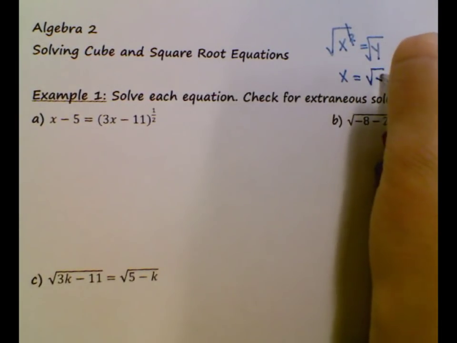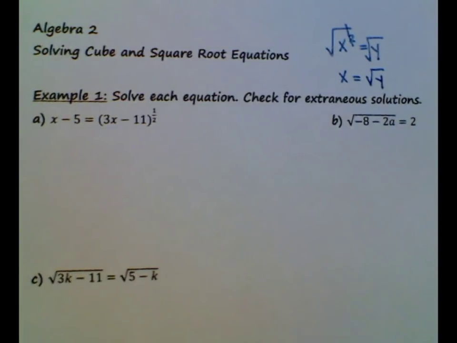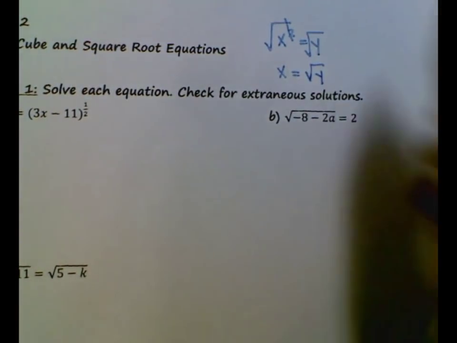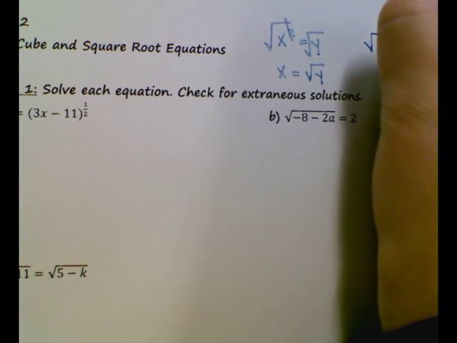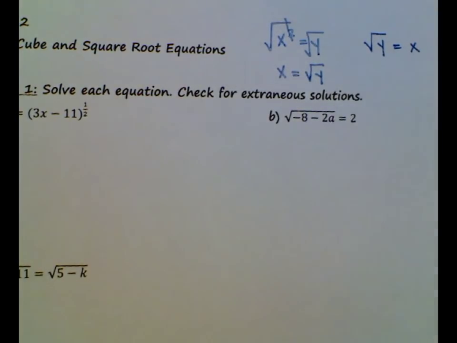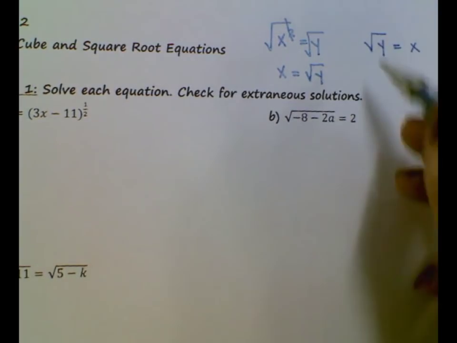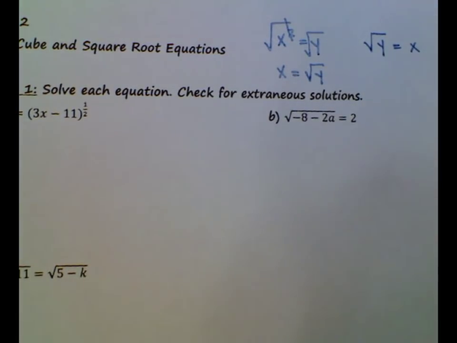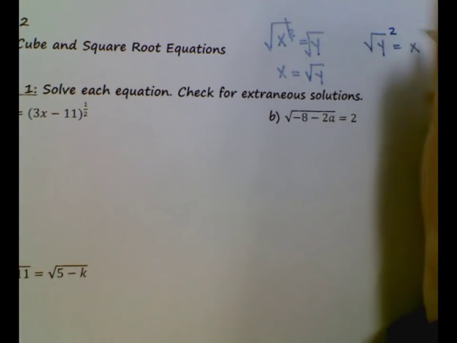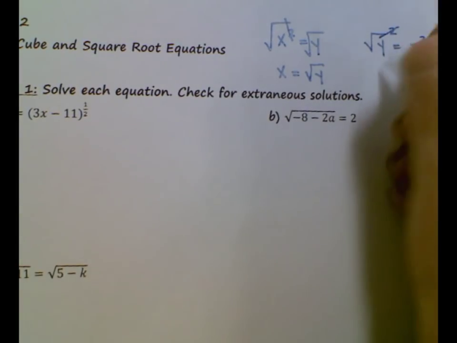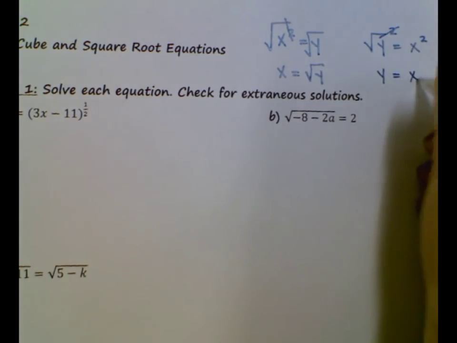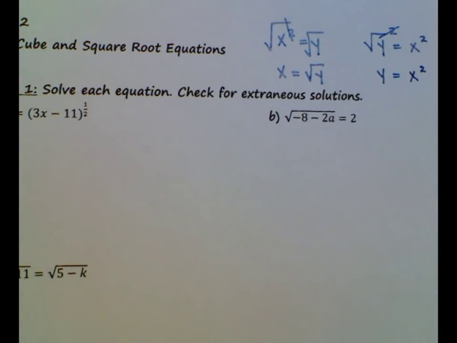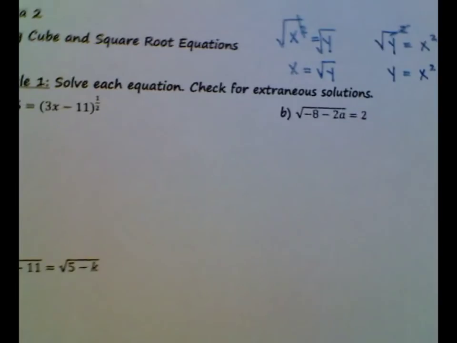Okay, now let me scoot my paper over and ask you something else. Let's say you have the square root of y equals x, and you want to solve this for y. What is the opposite of square rooting something? Yes, squaring something. So these would cancel out, and you'd have y equals x squared. So those are opposites of each other. Squaring something and square rooting something are opposites, just like addition and subtraction are opposites, and multiplication and division are opposites.